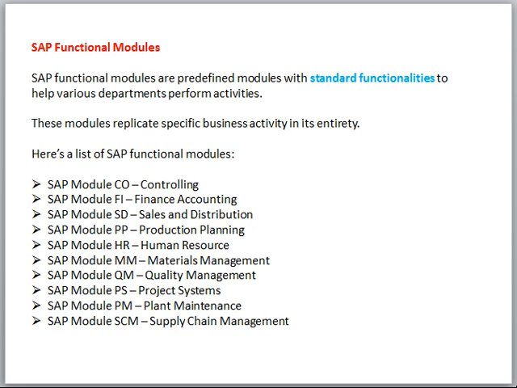SAP CO is one module, which we can call controlling. SAP FI is finance accounting. SD module is sales and distribution. PP module is production planning. HR module is human resource. MM module is material management. QM is quality management. PS is project system. PM means plant maintenance. SCM means supply chain management. These are all functions of any company. All functions have a department. Function is nothing but department. Every department has one module in SAP. So these are all functional modules.